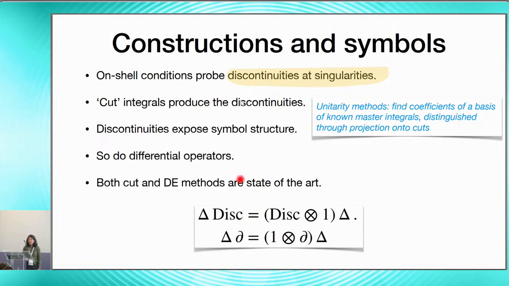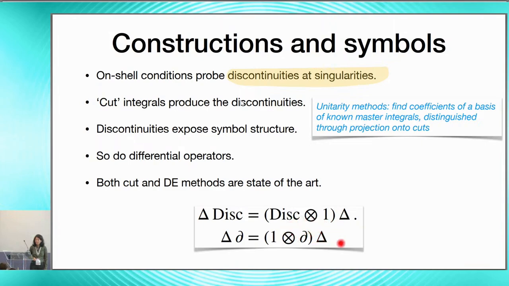So we've said, unitarity methods are finding, the idea of finding coefficients of a basis of some known, what are called master integrals, distinguishing by projection onto cuts. So if you have different sets of edges, which are subsets of the edges of your original graph, then they'll have some on-shell conditions in common. So both discontinuities and differential operators are very very naturally connected to the symbol in this way that I've indicated here. I haven't said yet what delta is.